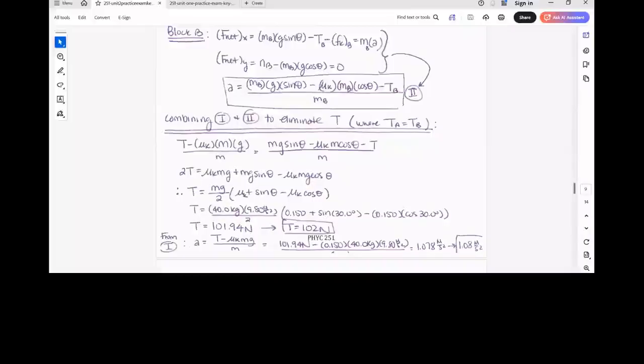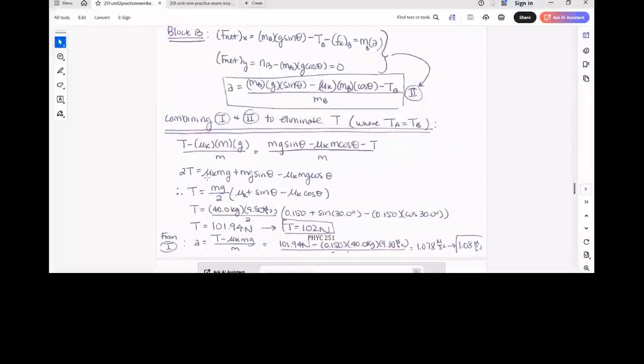So I can solve for T. I get 40 kilograms times free fall acceleration divided by 2, all multiplied by the statement that's in the parentheses. And there's nothing that has units inside there. I'm just looking at mu_k, sine theta, and then mu_k cosine theta. I find that the tension rounds to 102 newtons when we apply sig figs.